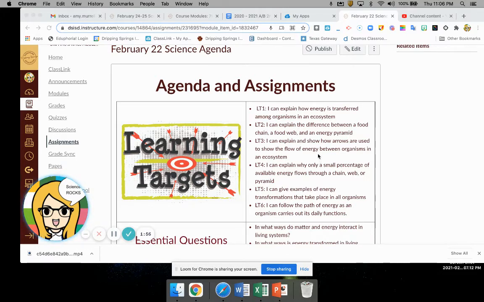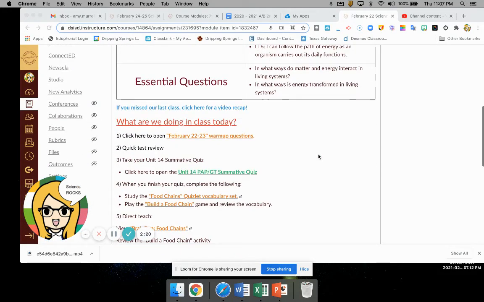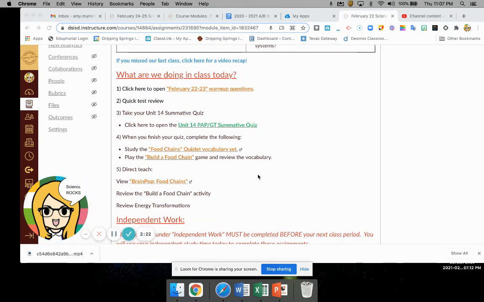Arrows, like I said, are used to show the flow of energy, and the arrows always point in the direction of the flow. So they point to the organism that's getting the energy. So if the arrow points from the grass to the grasshopper, then the energy is flowing from the grass to the grasshopper. So we talked about those food chains.